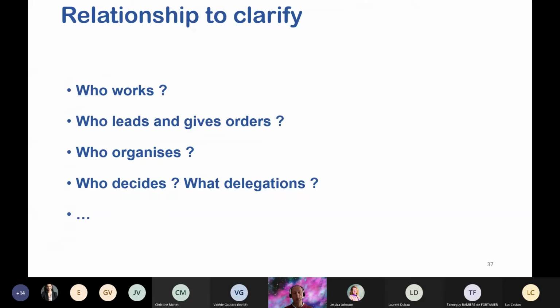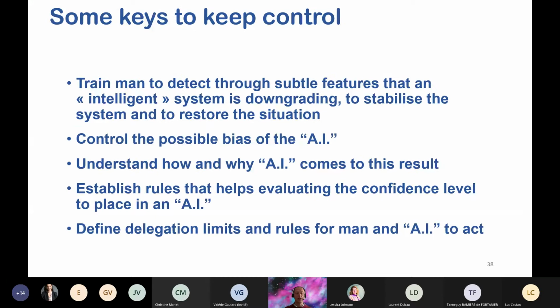Who works? Who leads and who gives orders? Who organizes? Who decides? And what are the delegations we can give to each other at first and to machines after? So let's try and keep control of all this.